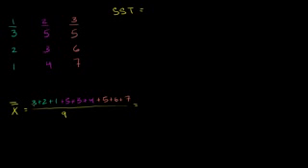So these are 6. 5 plus 3 plus 4 is 12. And then 5 plus 6 plus 7 is 18. And then 6 plus 12 is 18, plus another 18 is 36. Divided by 9 is equal to 4.